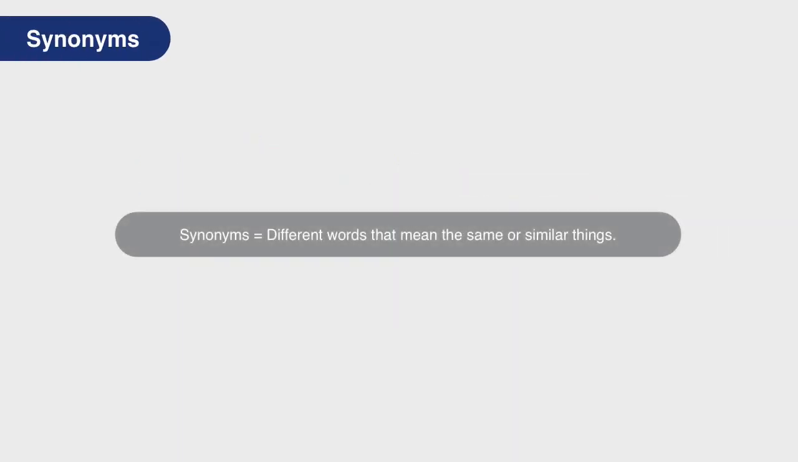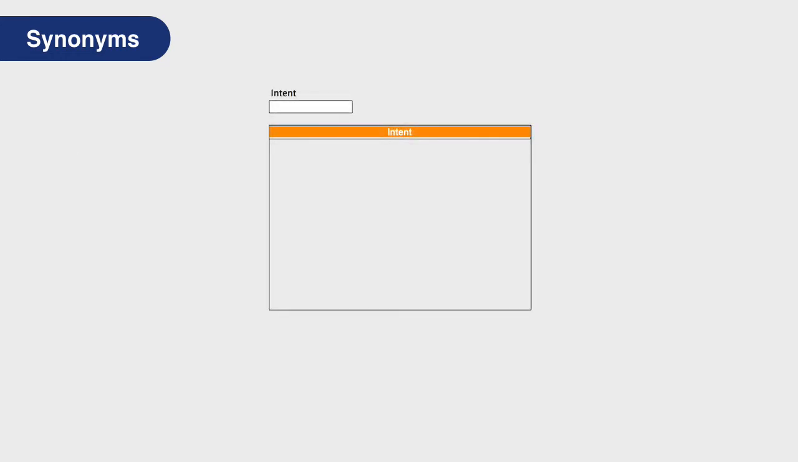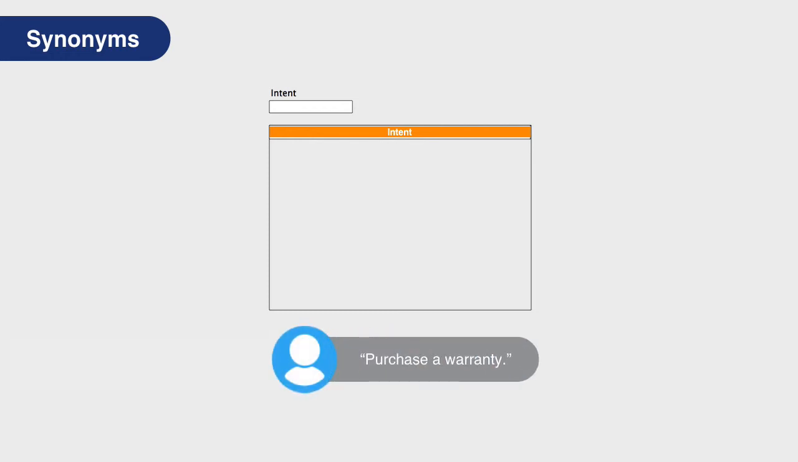Synonyms are different words that mean the same or similar things. For example, buy, purchase, and get all indicate an intent to obtain. When using a dynamic search box, remember that the caller might use a synonym for a keyword in the dynamic search box entry. For example, the caller might say, "Purchase a warranty," when the entry in the dynamic search box reads, "Buy warranty" instead. You would still select the buy warranty entry in this case because buy and purchase are synonyms and the intent behind them is the same.